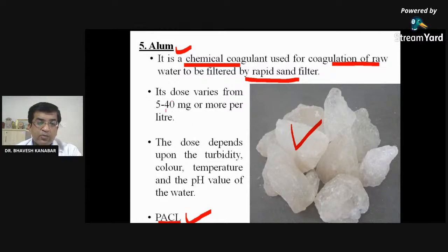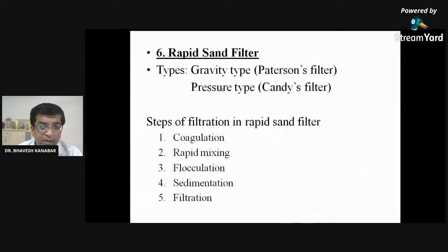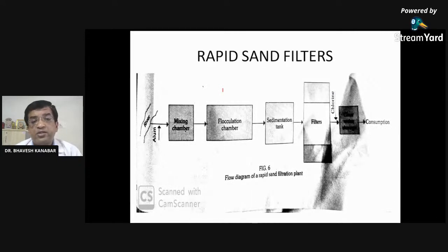The dose of alum varies from 5 to 30 milligram or more per liter, and it again depends upon the turbidity. If there is more turbidity and more dark color, and also pH value and temperature, in case of more turbidity the dose of alum or this PACL should be increased in the rapid sand filter. So our next model of environment is the rapid sand filter. There is also a field visit on the rapid sand filter plant. That is the filter plant for large scale purification of water.